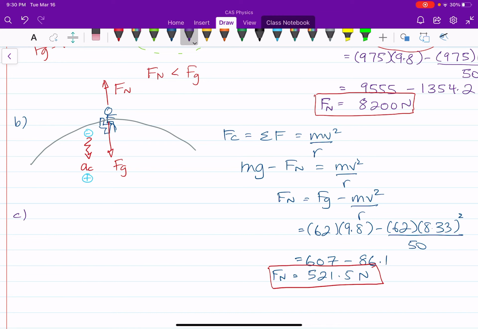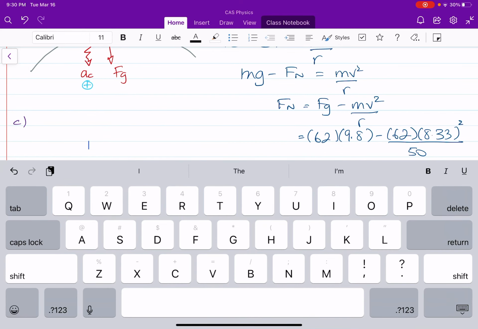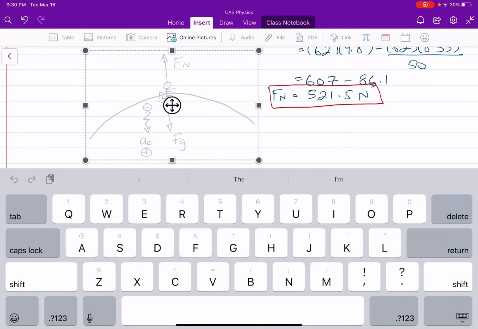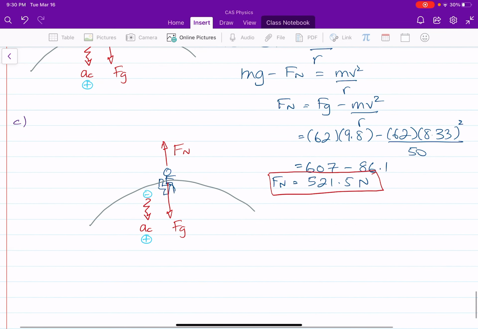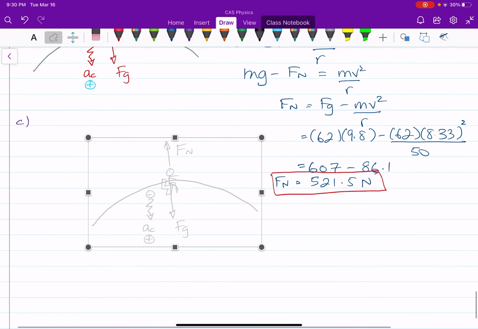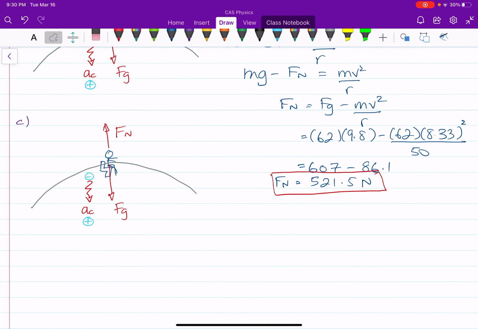So then the only force acting on you is gravity. Here, let me copy this whole diagram, and then we'll put it down here. So here's the diagram. All right, so this is it for part C.